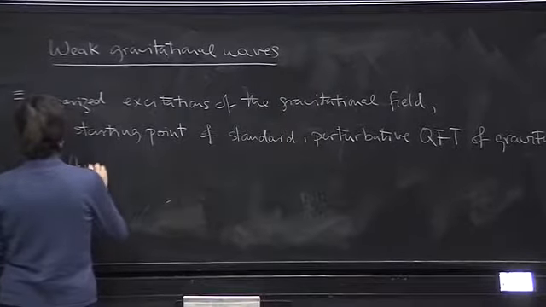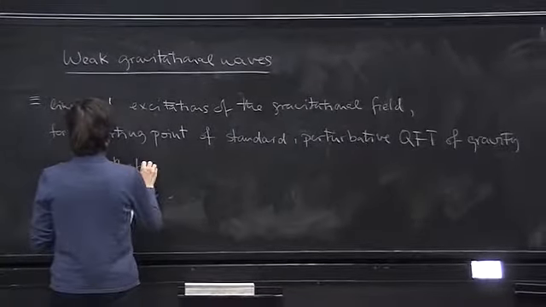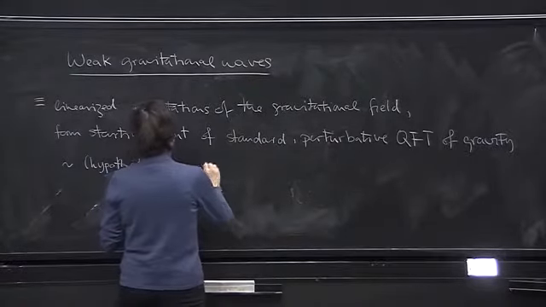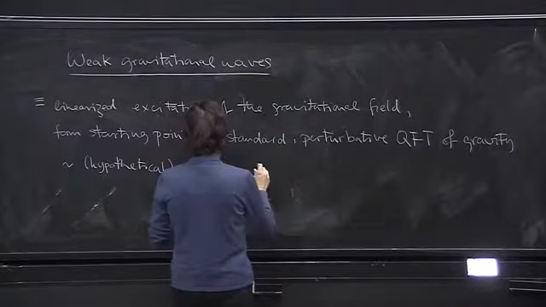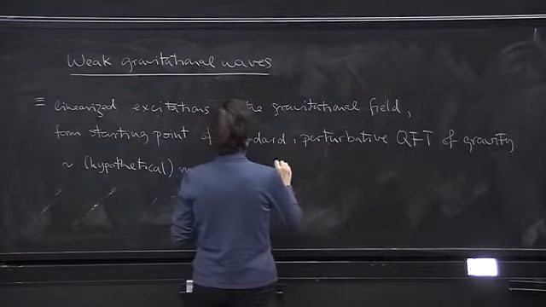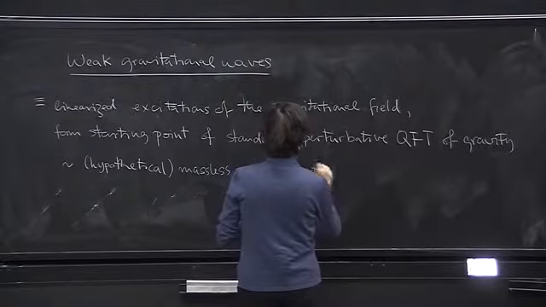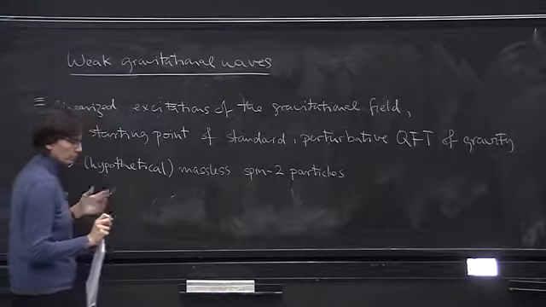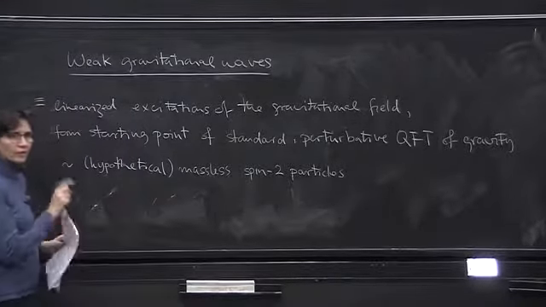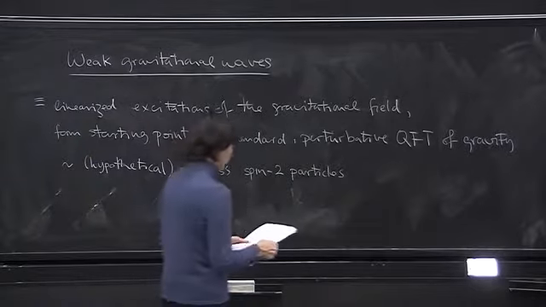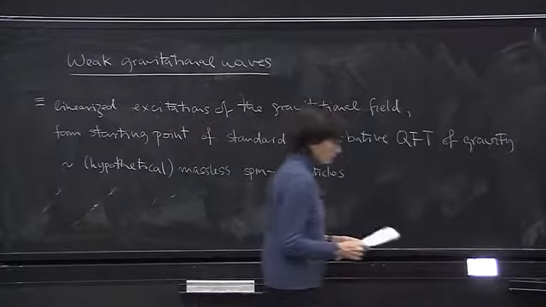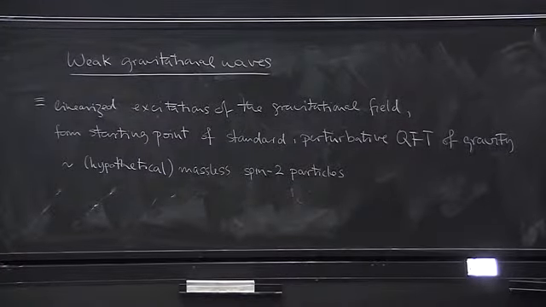So let me write: hypothetical or theoretical. And these are massless spin 2 particles. Well, I'm saying hypothetical because we haven't observed any single gravitons. That's a question I'll discuss a little more later. So this is just in analogy. General relativity, the classical theory of Einstein, predicts that such solutions exist.